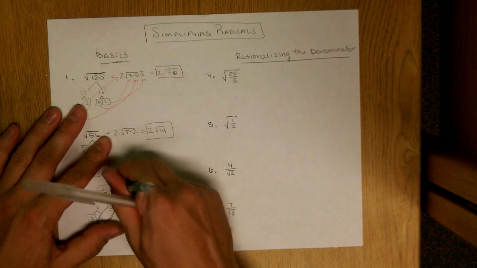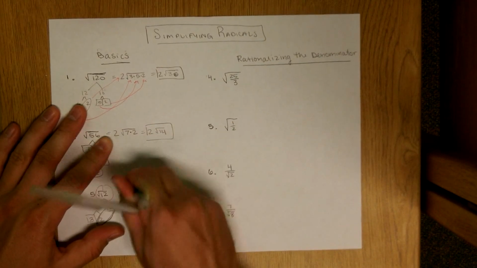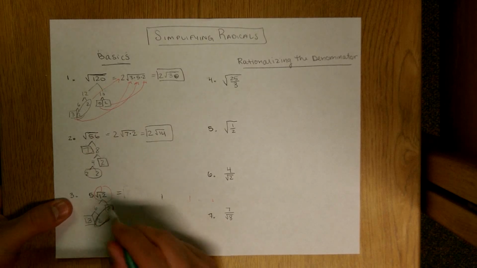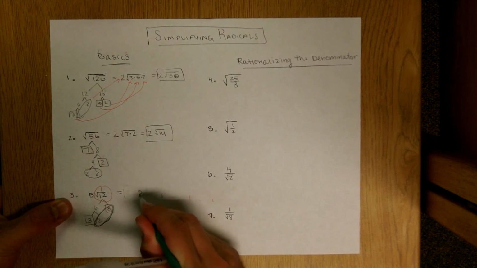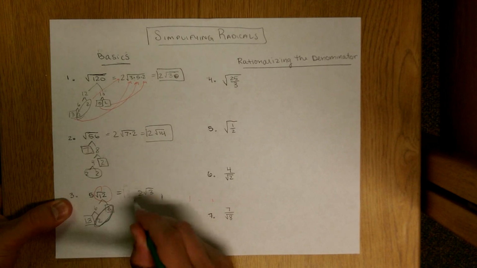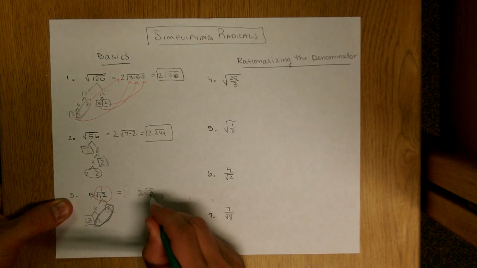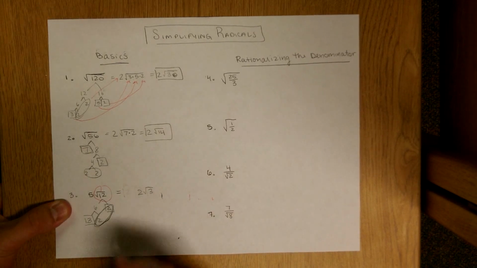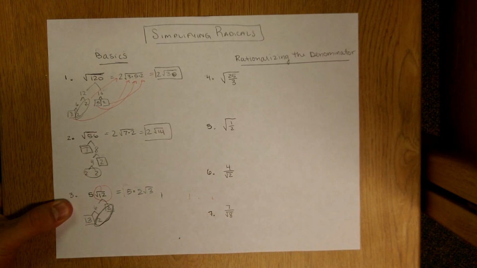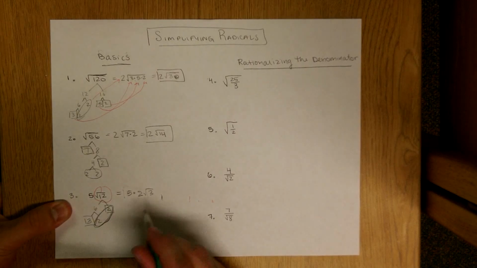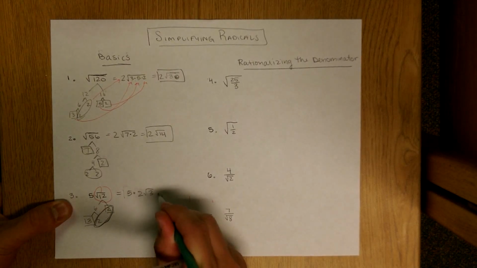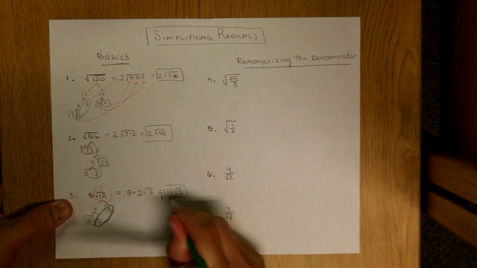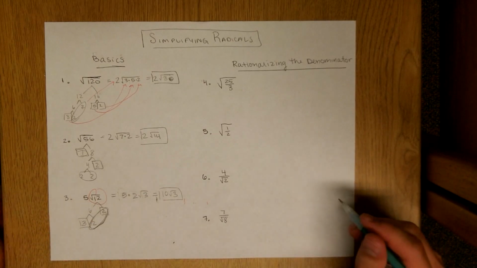Oops, not done yet. Let me erase. So we just figured out this square root of 12 part, which was 2 square roots of 3. The 2 came from our pair, and the 3 was all by itself, so we put it underneath the radical. That's that square root of 12. We still have this times 5 that we left alone, so we bring that back now. Now we take 5 times 2 is 10, and that square root of 3 is still there. So this answer is 10 square roots of 3.